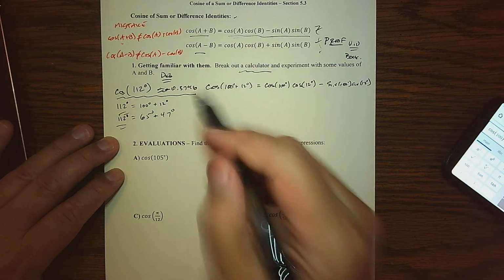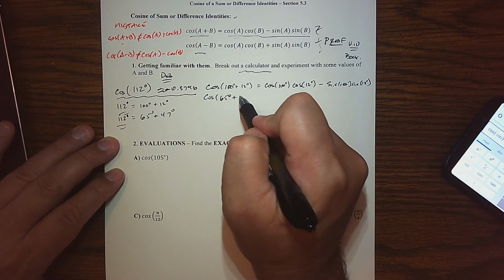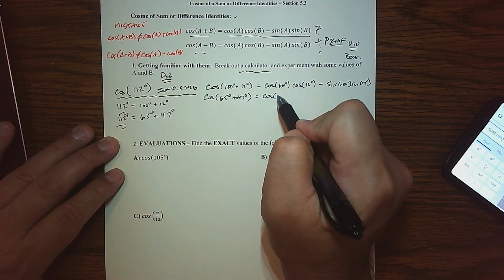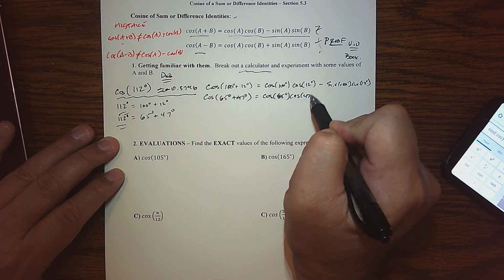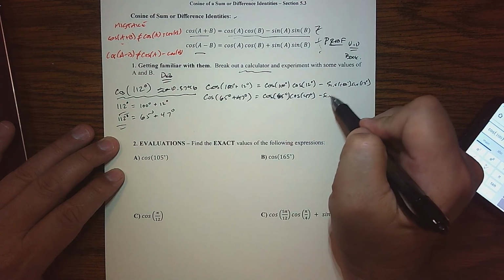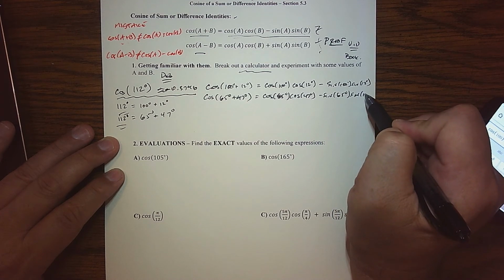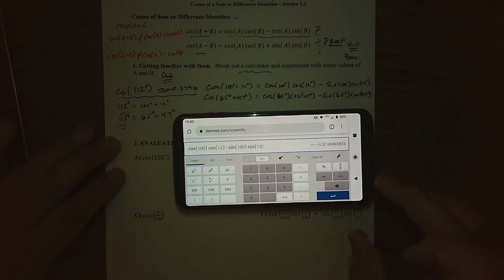Again, if I switch this up and said this is the cosine of 65 plus 47 degrees, then the identity says this is the cosine of 65, the cosine of 47, minus the sine of 65, and the sine of 47. So it's an identity. This is supposed to work for all angles. So let's see if it works for this new combination.